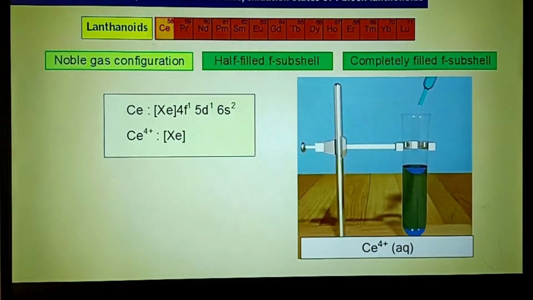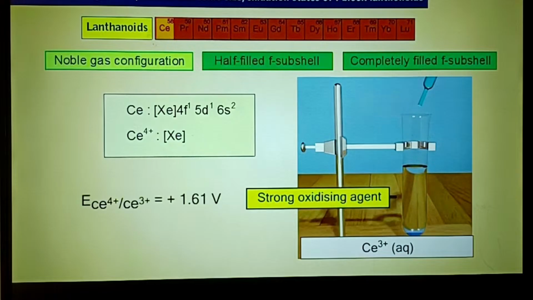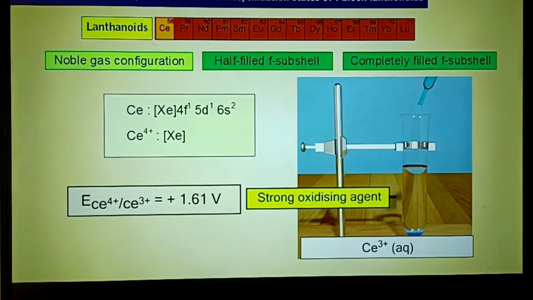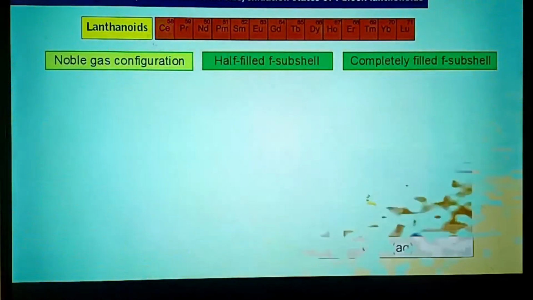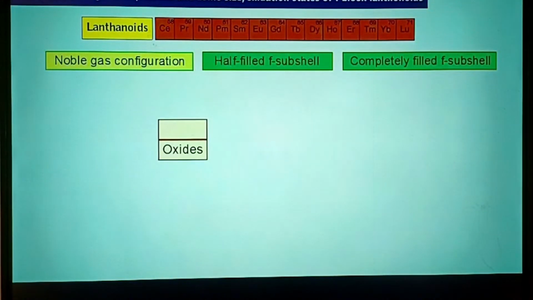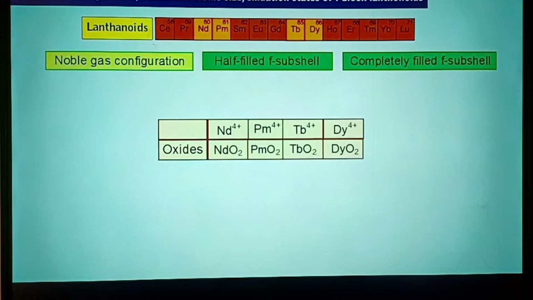Although cerium 4+ is favored by its noble gas configuration, it is a strong oxidizing agent, which is evident by the standard reduction potential value of the cerium +4, cerium +3 couple. Therefore, it reverts to the stable +3 oxidation state. In addition to cerium, neodymium, promethium, terbium, and dysprosium also exhibit +4 oxidation state in their oxides.